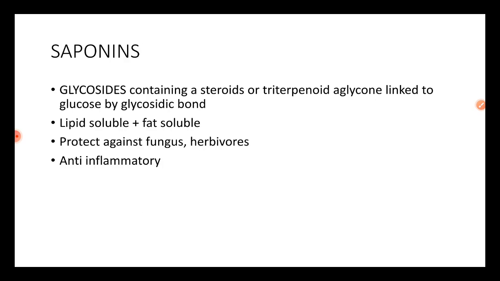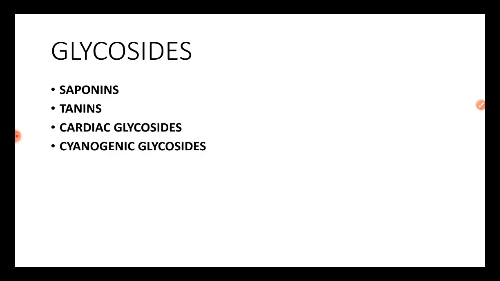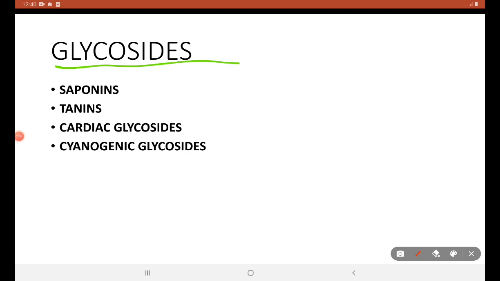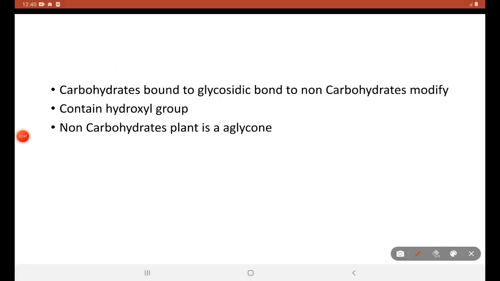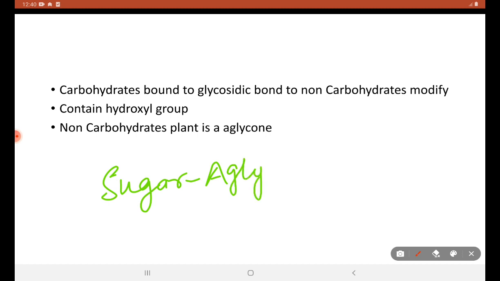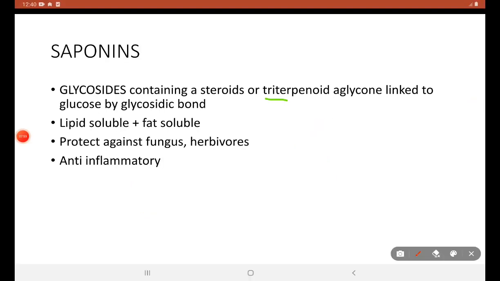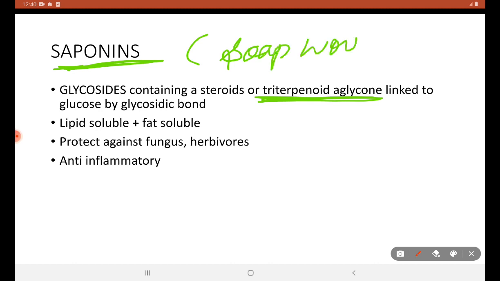This is the overall idea about glycosides. Let us sum up what glycosides are. Glycosides are carbohydrate groups, that is, sugar groups, that are linked with an aglycone compound. This aglycone compound can come from any source. If the aglycone compound is a steroid or terpenoid, it is known as saponins. The source of saponin is Saponaria or soapwort. It is both lipid soluble and fat soluble.